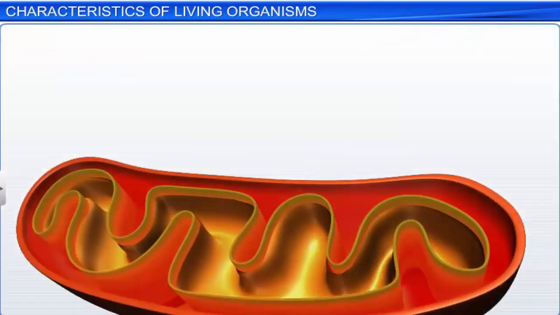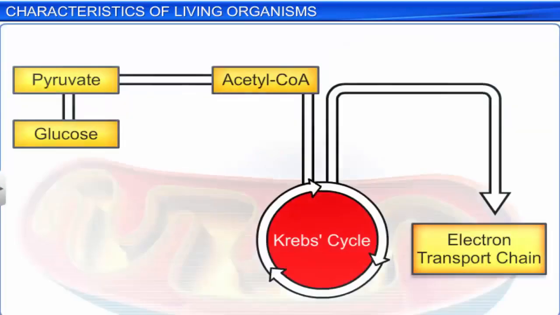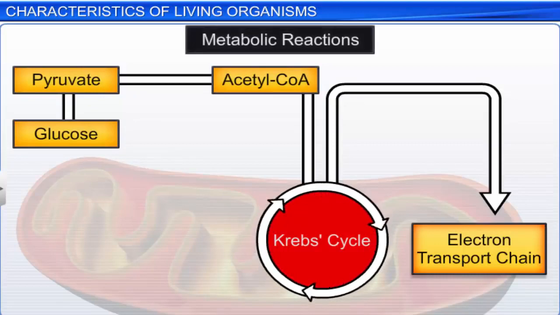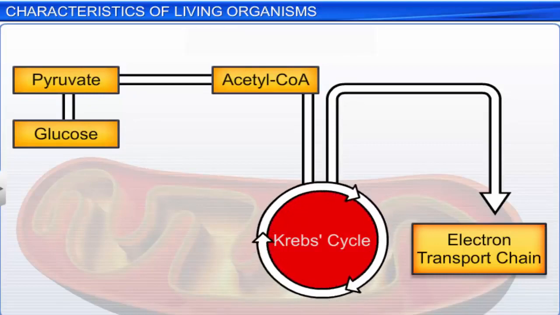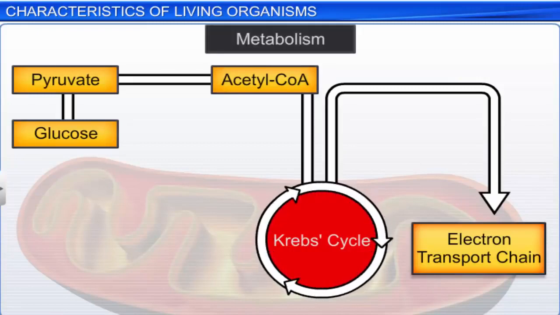Metabolism is also a characteristic of living organisms. We know that organisms are made up of chemicals. These chemicals are constantly produced in living beings and converted into biomolecules. These conversions are called chemical or metabolic reactions. The sum total of all such reactions is known as metabolism.